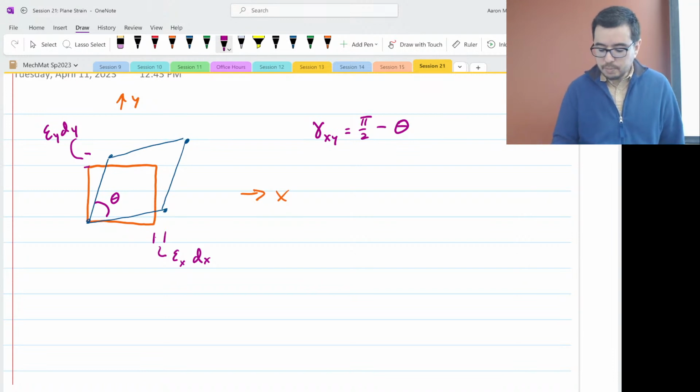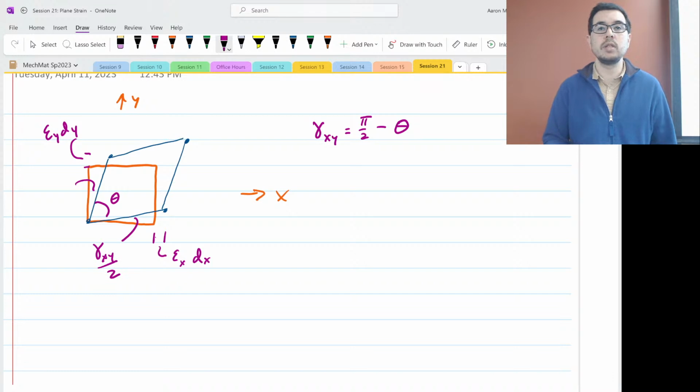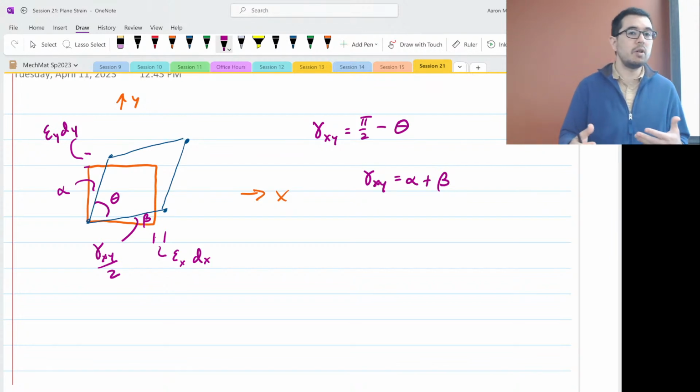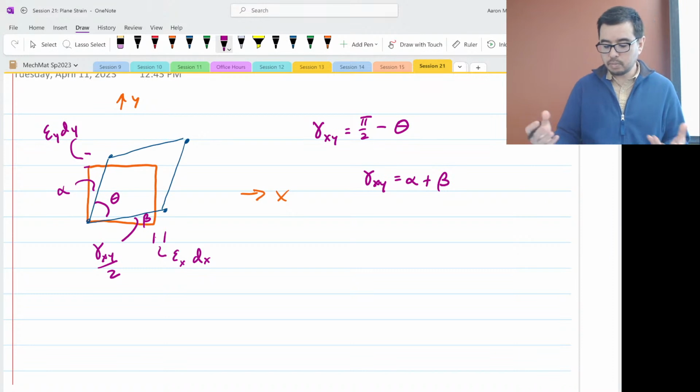The other option is to simply state that it is in these regions and that it is gamma xy over 2 in those two regions. So if I have an alpha and a beta, then gamma xy will be equal to alpha plus beta. And typically when you draw these out, alpha and beta are going to be equal. So those are some tips in terms of how you can go about drawing plane strain in a reasonable fashion.